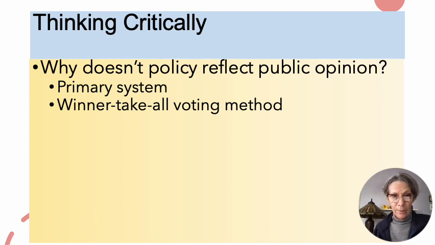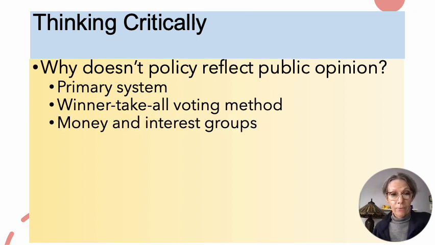It could also be our voting method. We use winner take all, a plurality system. Whoever gets the most votes wins. And so the majority of people might not want the person who's actually elected, because that person didn't actually get the majority of the votes. And so we're going to look at other methods for voting, including ranked choice voting, that might make it so that government is more reflective and responsive to the will of the people.